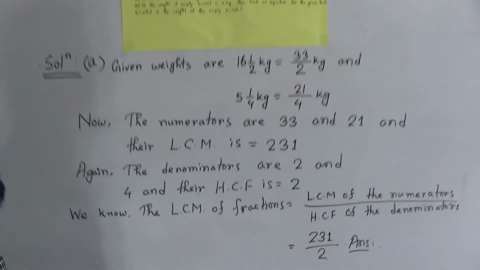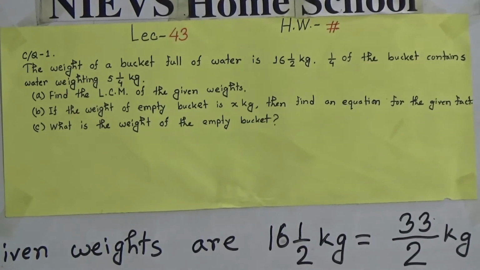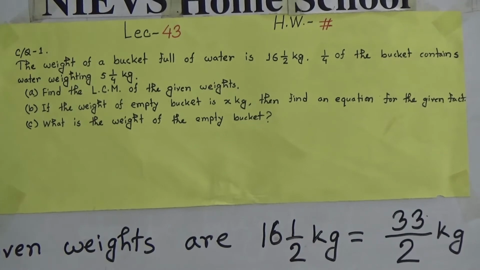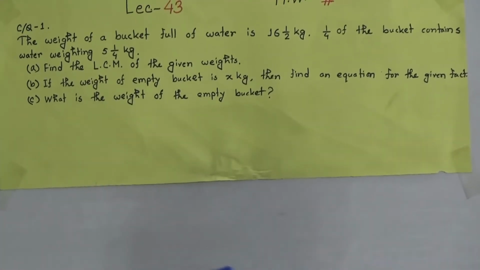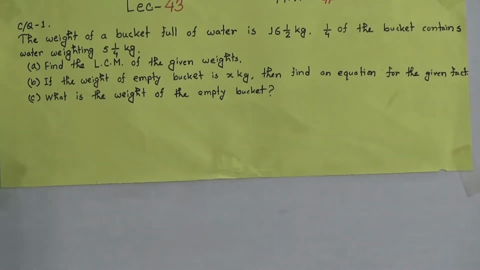Now activity B, you have to solve activity B. If the weight of the empty bucket is x kg, then find an equation for the given fact. The fact is given in the statement. The fact is when the bucket is full of water, its weight is 16.5 kg. But when the bucket is 1/4 full of water, then its weight is 5 and 1/4 kg.